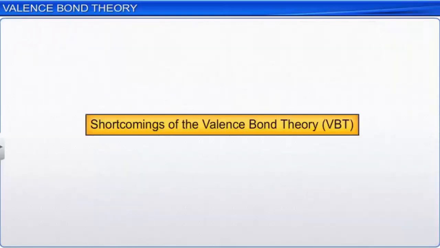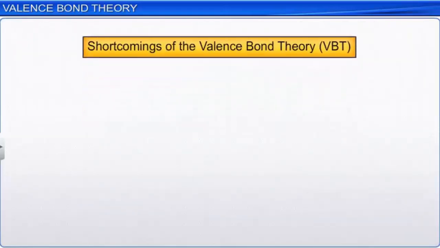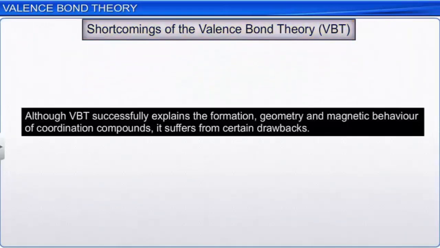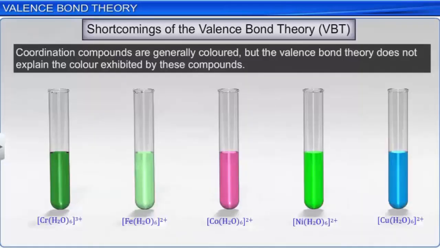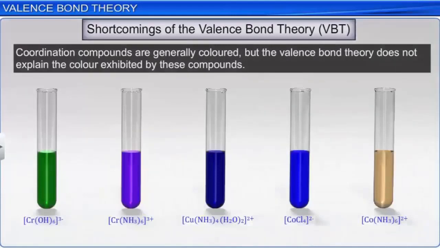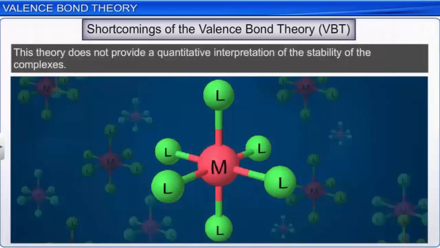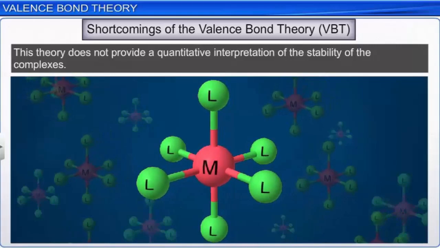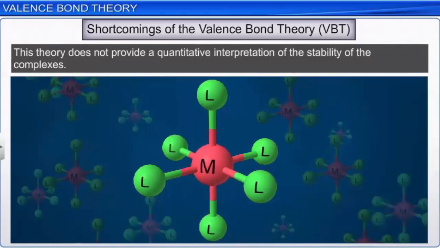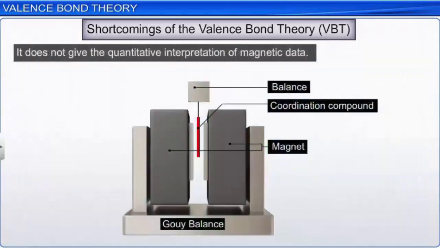Shortcomings of valence bond theory. Although valence bond theory successfully explains the formation, geometry and magnetic behavior of coordination compounds, it suffers from certain drawbacks. All these coordination compounds are generally colored, but the valence bond theory does not explain the color exhibited by these complexes. This theory does not provide a quantitative interpretation of the stability of the complex.